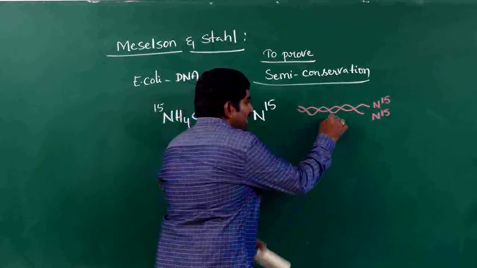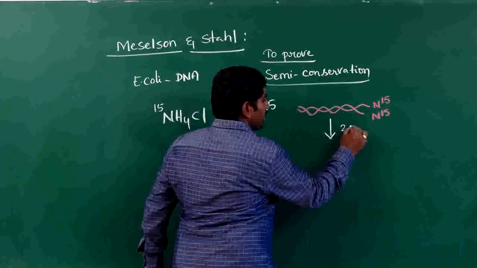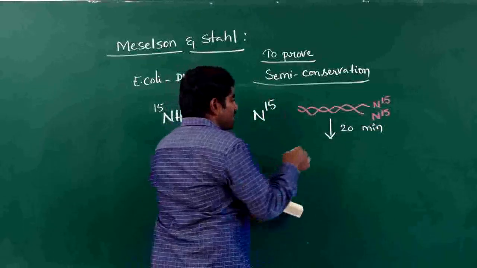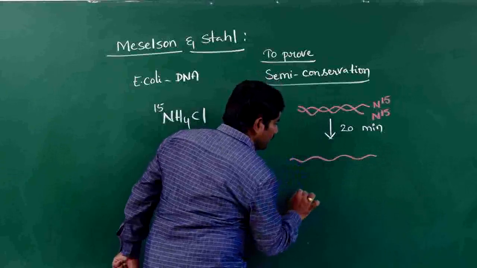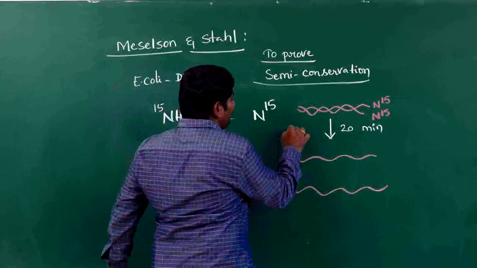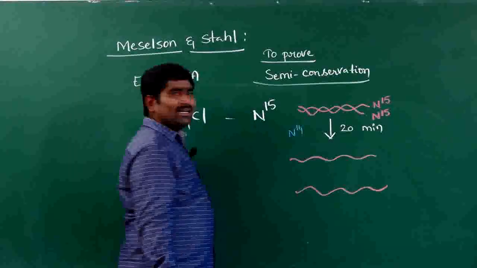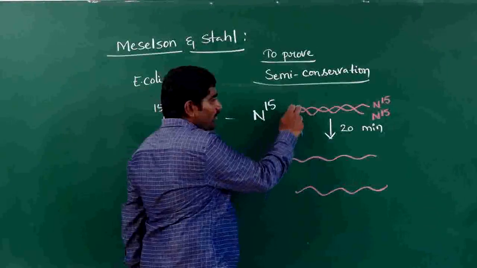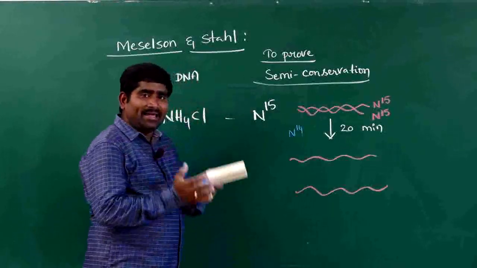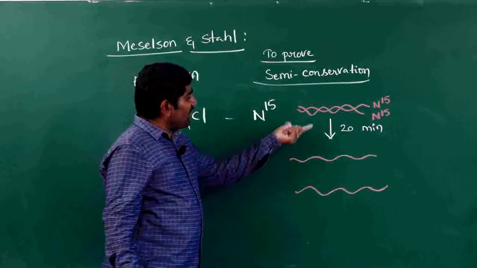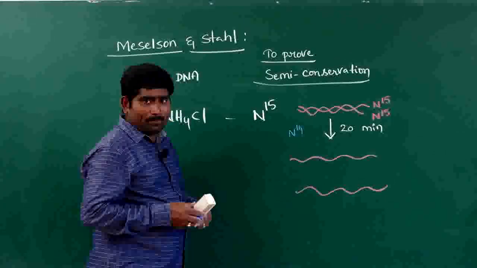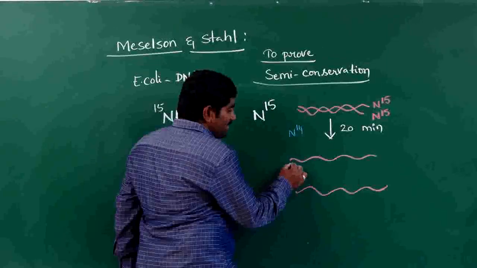So when this DNA is left for 20 minutes, what happens? After 20 minutes, the two strands will be separated from each other, but they have been shifted to N14 medium. They have shifted this molecule into N14 medium, so in the N14 medium, these N15 strands will undergo the denaturation process. Both will be separated. After separating, what happens in the N14 medium?